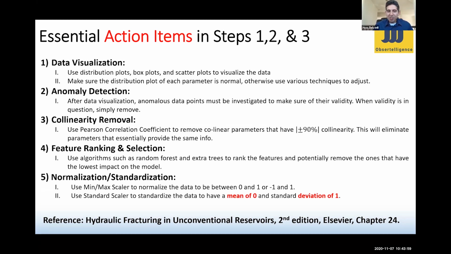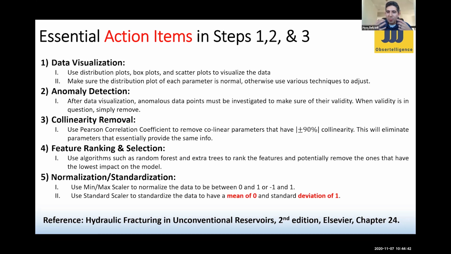The third step is called collinearity removal. In this step, you remove parameters that are collinear. An example is parameters that are highly correlated. For example, in hydraulic fracturing, usually, not always, when you pump more sand per foot, you also pump more water per foot. Again, unless you're doing testing, that's not the case all the time. But if you plot sand per foot versus water per foot, you see a strong correlation between the two, right? Your R square is probably 90% or 90 plus percent.